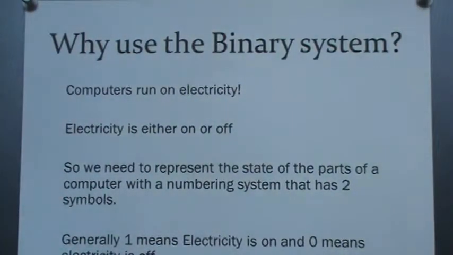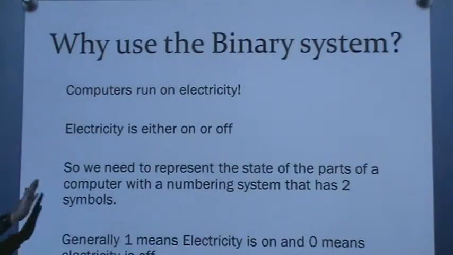The binary system we use is because computers run on electricity, and electricity is either flowing through parts of the computer or it's not. So it only has two values, like on or off. So if you want to represent a number in a computer and it's running on electricity, the only way you can do it is put a series of memory cells and either turn the electricity on or off. Every character you ever type in a computer is just a collection of numbers. So to do that, we have to represent it with electricity, and electricity is either on or off.